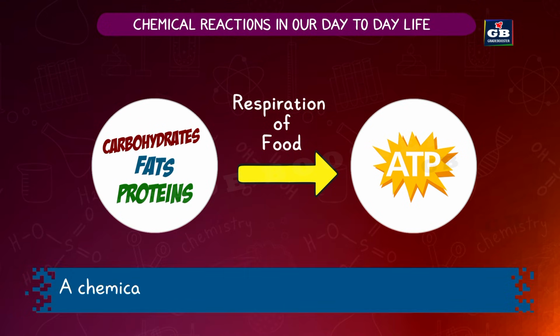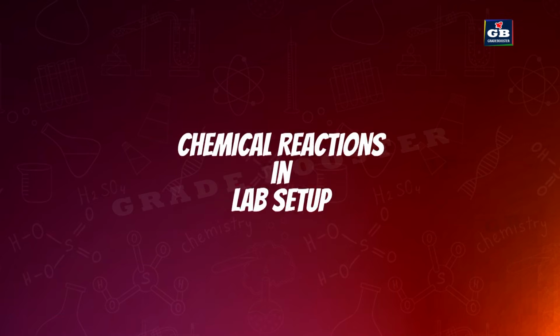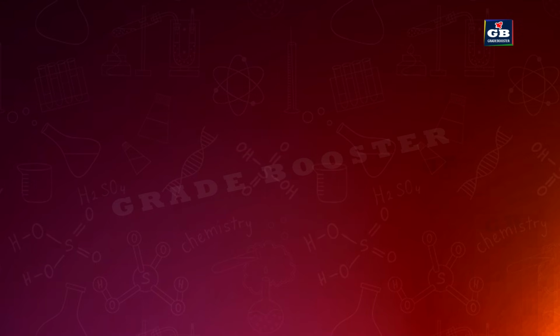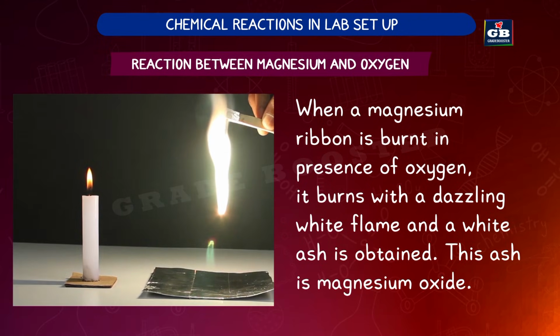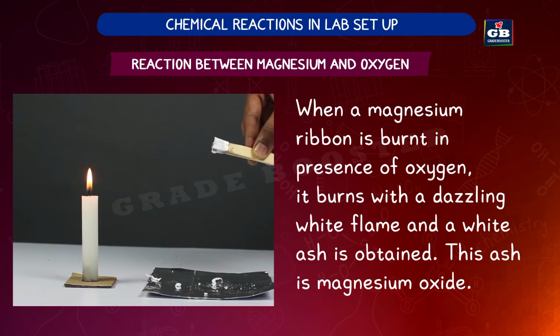A chemical change takes place due to a chemical reaction. Let us see some examples of chemical reactions in lab setup. When a magnesium ribbon is burnt in presence of oxygen, it burns with a dazzling white flame and white ash is obtained. This ash is magnesium oxide.